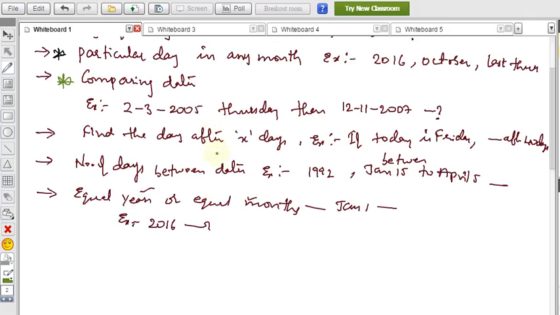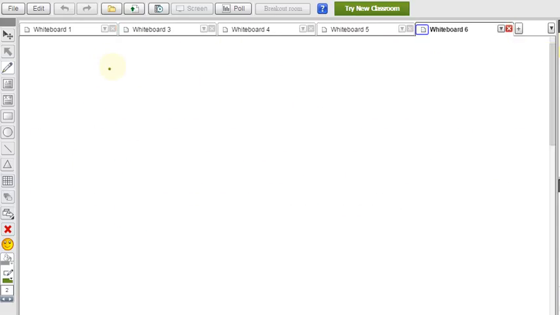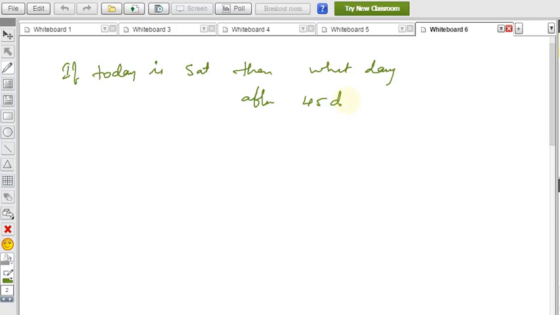Now fourth one is finding the day after X days. If today is Friday, what is after 40 days or 30 days? So we'll see now. For example, if today is Saturday, then what day after 45 days? So after 45 days, what day will come?